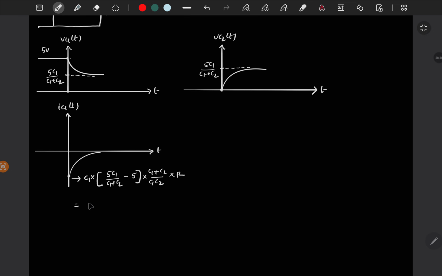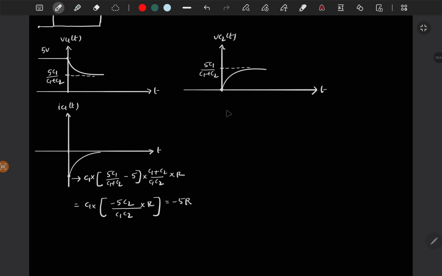If you want to solve this, then C1 times minus 5C2 by C1 C2 times R. So you will get minus 5 by R. That is the magnitude.